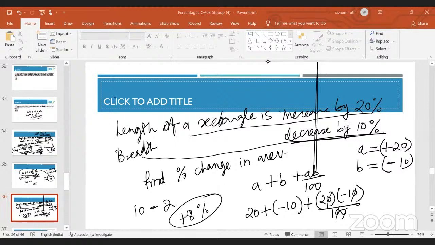Omar, please join the class in the beginning. Now you are joining, you will not be able to understand. We have done a lot of concepts. We have done basic percentage calculation. Then we have done percentage increase and decrease as well. And now we are working on this shortcut. So please join the class at the beginning.